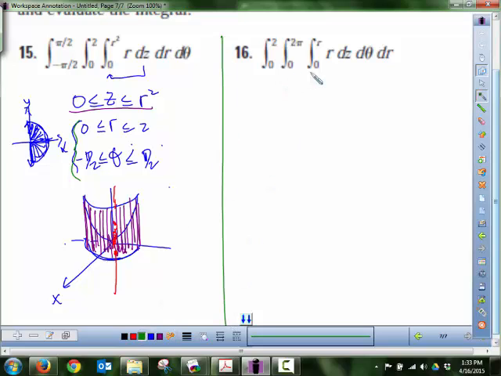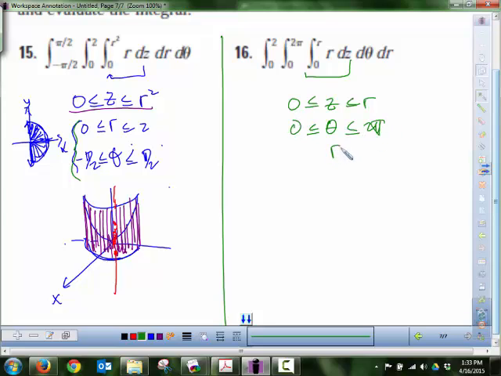Let's try this one. Z goes from 0 to R. Z is equal to R. We'll need to know what that is. Some of you know what that is already. And this time my theta went first, not like it mattered because it doesn't really matter for this case. But theta goes from 0 to 2 pi, and R goes from 0 to 2.